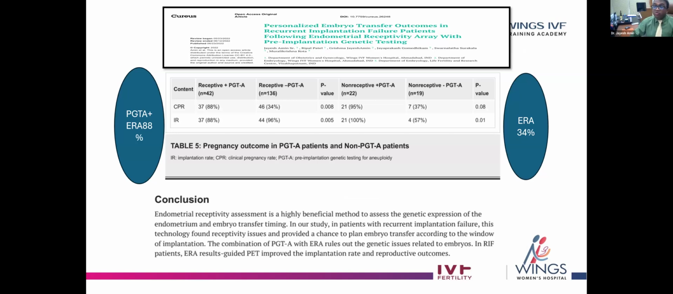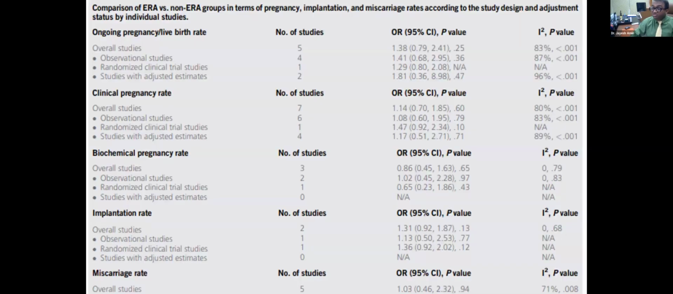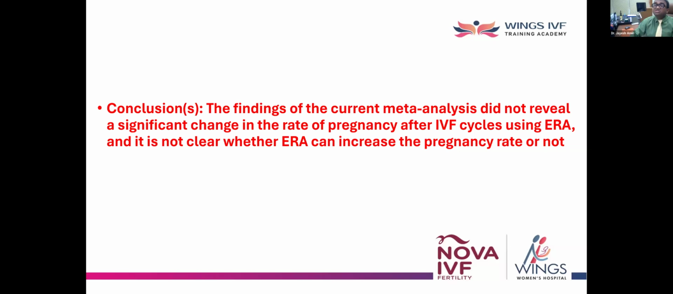And again, I want to say that if I apply only ERA and transfer the embryo, the pregnancy rate will be around 34%, and it improves when I combine it with PGT. So you can understand the importance of PGT. Doing ERA first and then PGT next, I think, is not good. It is always better to test the embryo rather than go for the window period. This is followed by a systematic review and meta-analysis, which again says it is inconclusive, that there is no role of ERA.